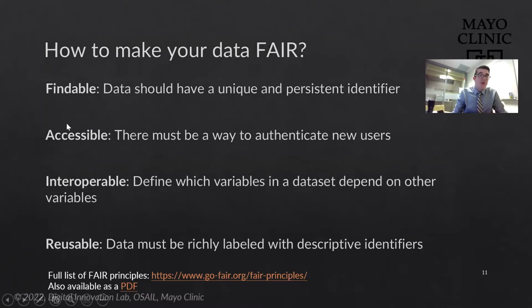But for example, here are 4 that I pulled out. The data has to be findable, so all of your data should have a unique and persistent identifier. This goes back to the concept that each of your observations should be on one row. Your data has to be accessible. So if you're going to share this with other people, there has to be a way for people to access the data and authenticate new users. For example, making sure people get added to AJRR-Bs, making sure there's a process in place for that.